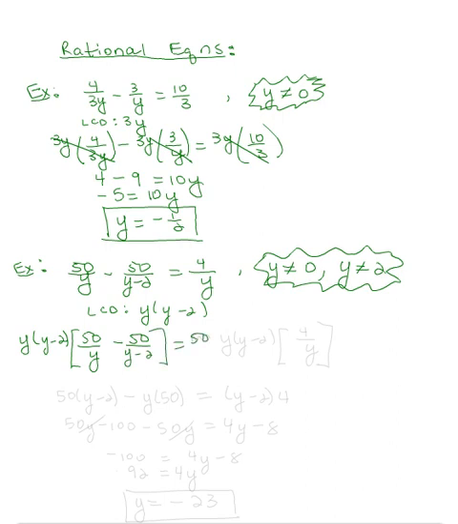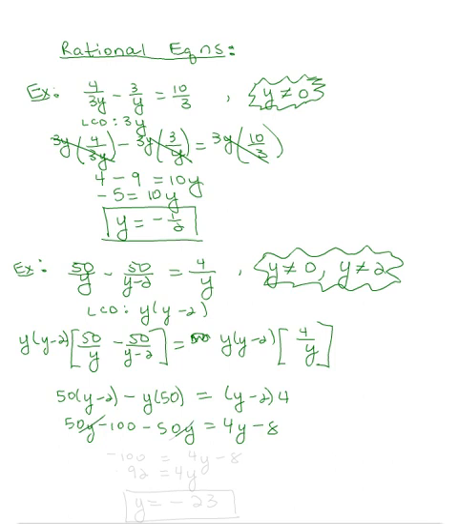Again, here on the first term, the y will cancel, but we're still left with a 50 times a y minus 2. From the second term, we would still have a y. The y minus 2's would cancel, giving us a y times a 50. Equals y minus 2 times 4. So if we distribute, we have 50y minus 100 minus another 50y equals 4y minus 8.